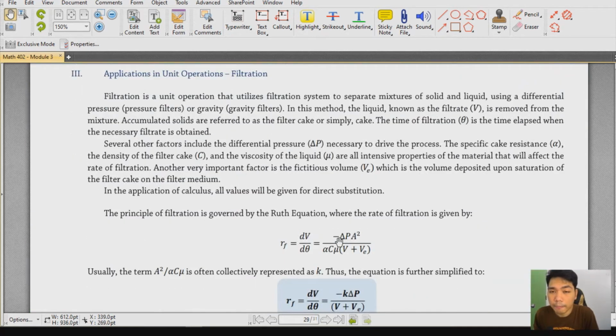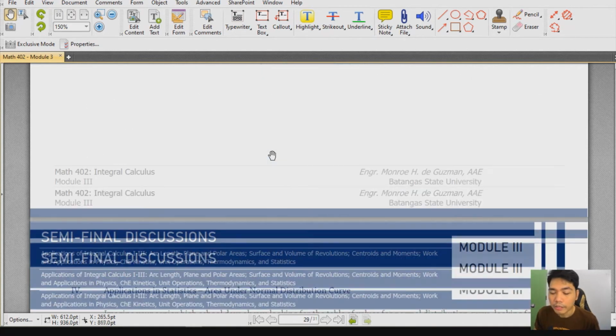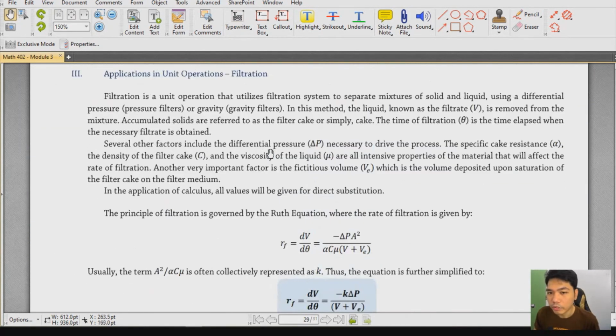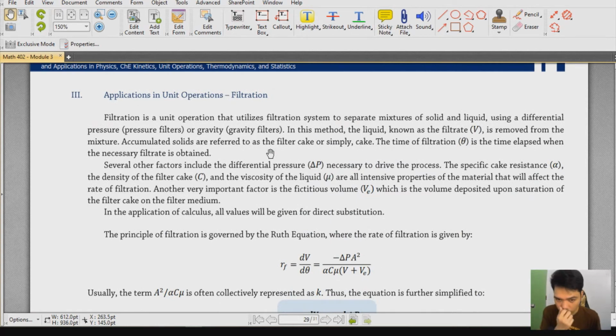So let's have the problem solving later, and let me just discuss muna yung unit operation na filtration dito. Kasi filtration is one of the most difficult topics when you don't understand the concept of integration. Kaya I want you to understand this, hindi naman sa sobrang hardcore UOps, no? Para at least yung concept ng integration niya is magets niyo, no?